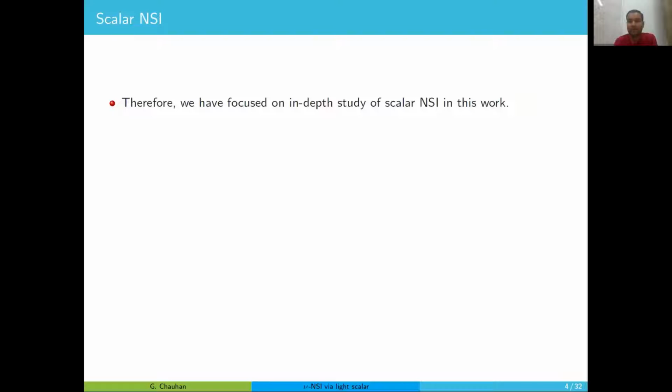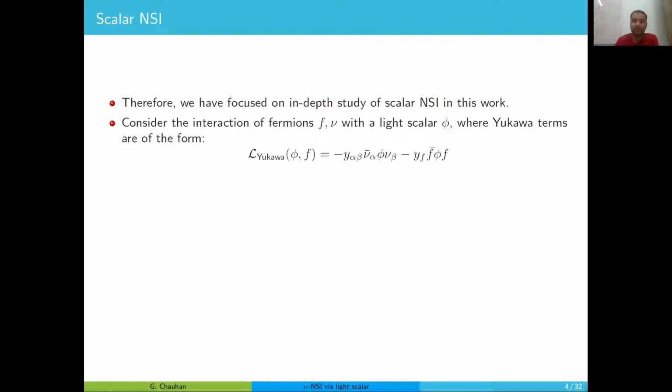We did an in-depth study of the scalar NSI. So what we did was we considered interaction of charged fermions F with neutrinos through a light scalar phi, where you have some Yukawa terms of the form like this. We are considering these terms model independently, so you can do some model building around it, and you can find in an effective form you can get interactions like this. We do have a discussion of that in our work, but I will not be discussing that in my talk here.